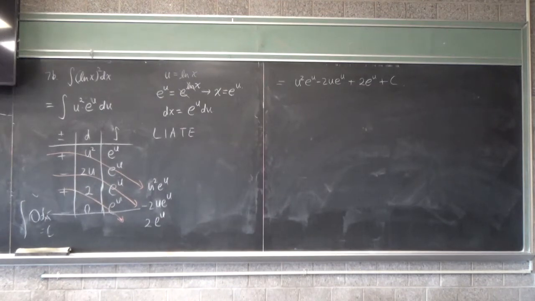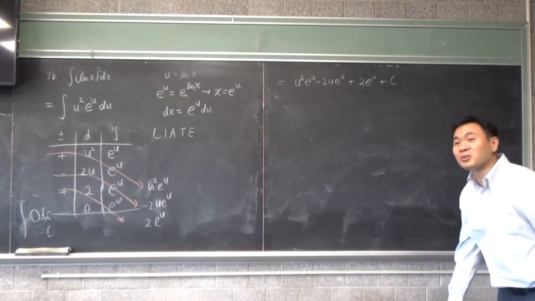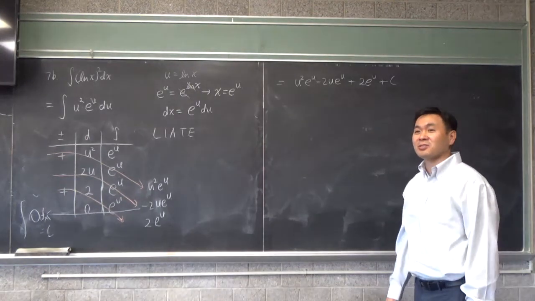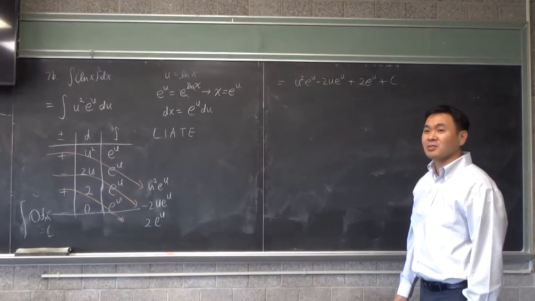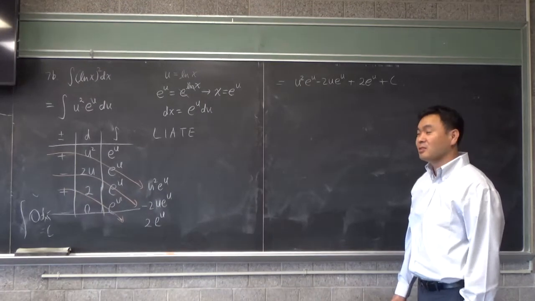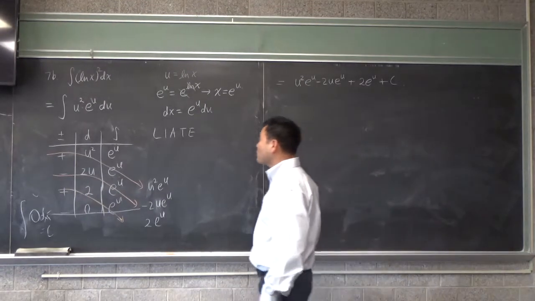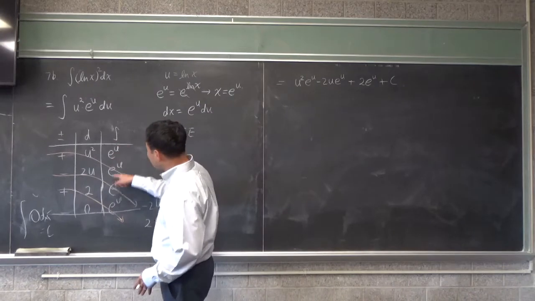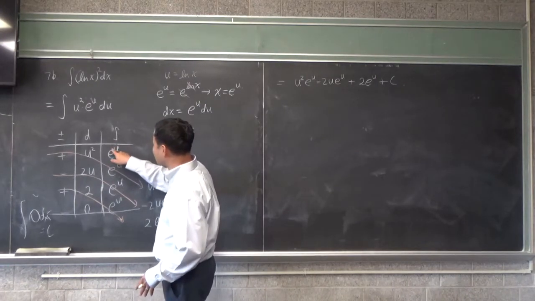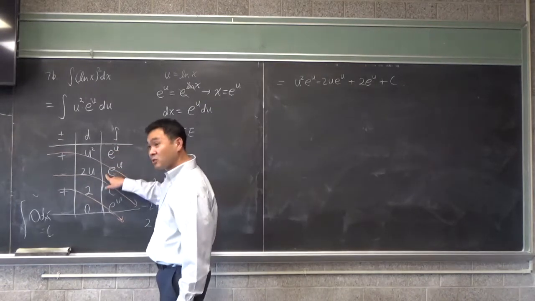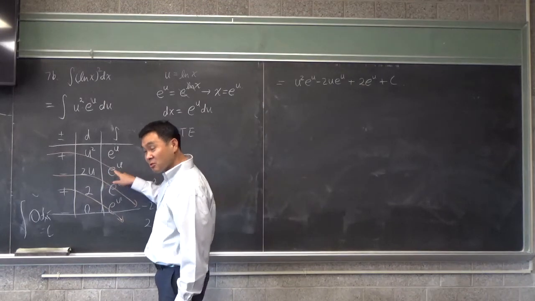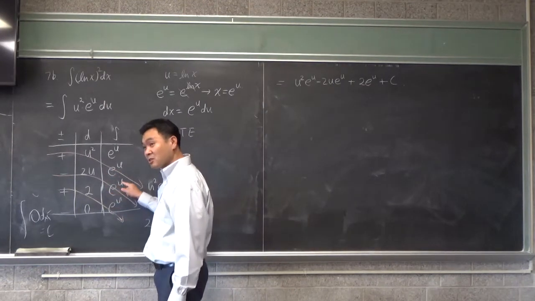So the question was, how would we fill this in if it was e to the negative u? Then in that case, the reciprocal of negative 1 will appear, which will be negative e to the negative u and positive e to the negative u, and so on. Okay.